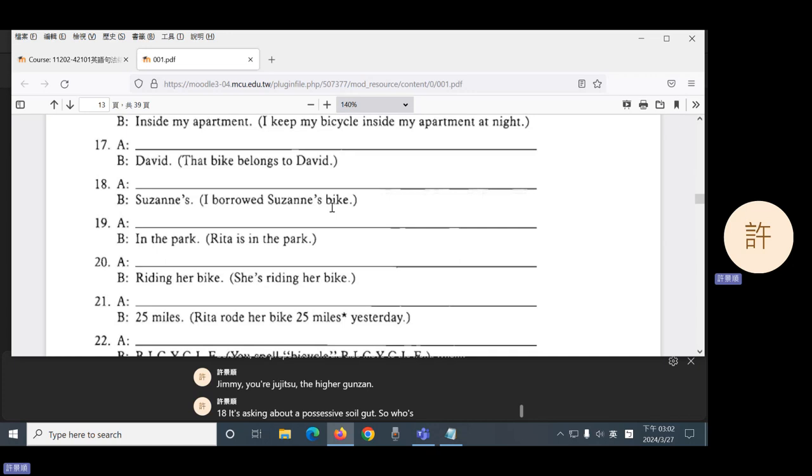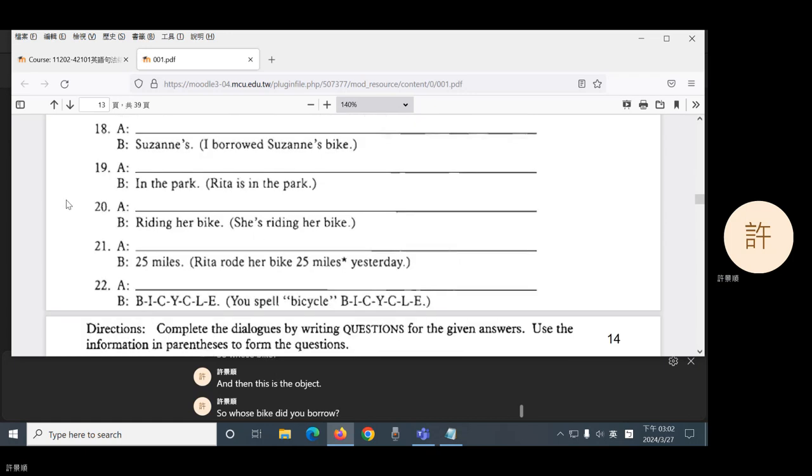18, it's asking about a possessive. So, whose bike, and then this is the object. So, whose bike did you borrow? Nineteen is asking about a location. So where is Rita? Remember, even if you only have one verb, if it is a be verb, it also moves to the front. So the answer is, where is Rita?